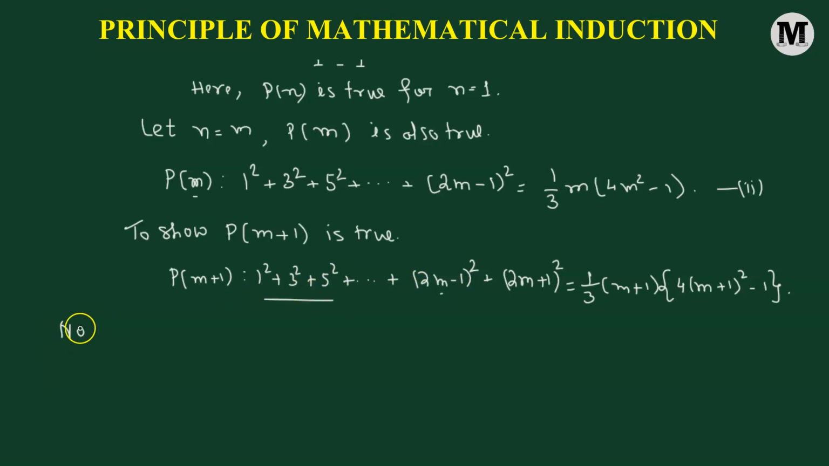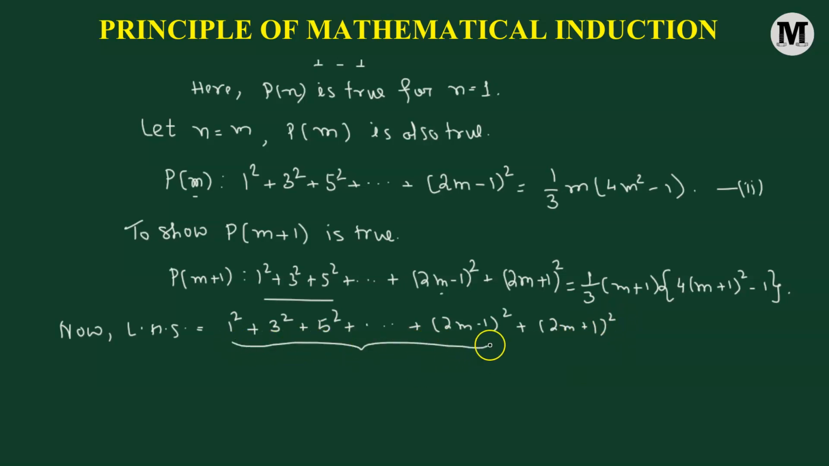Now, on the left hand side will be equal to 1 squared plus 3 squared plus 5 squared, going all the way up to (2m minus 1) whole squared, added to (2m plus 1) whole squared. Now luckily for us, if we consider the first term added up to the second last term, (2m minus 1) whole squared, we can replace it with 1 over 3 times m times (4m squared minus 1). That's because we have already considered that P(m) is a true statement.